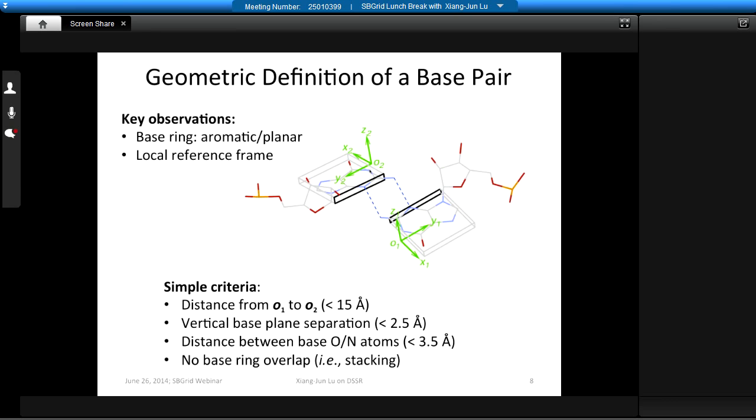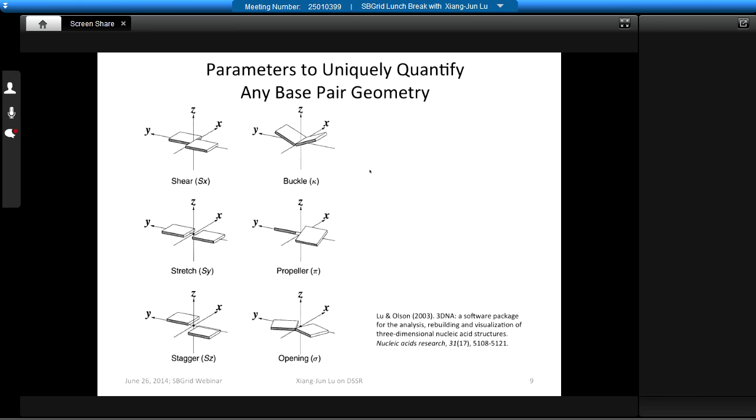The geometric definition of the base pair is just the opposite of the so-called conventional hydrogen bond based scheme. It starts by using geometric criteria to define the base pair, and then finds all the hydrogen bond patterns. And this method can identify any base pairs that actually exist in an RNA structure. So once you have the base pair identified, be it Watson-Crick or non-Watson-Crick, there are six unique parameters, and we can quantify the relative geometry.